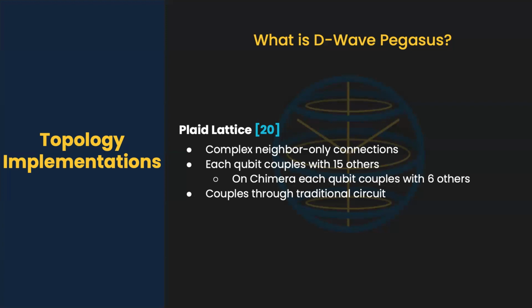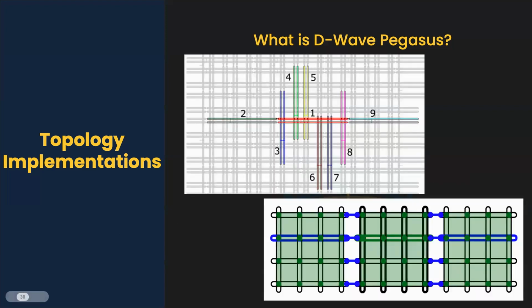They had an older version called Chimera, which is their last generation topology, where each qubit coupled with 6 others. And also the couplers are through traditional circuits, which, as you might remember from earlier, basically means it's simpler to build, which is probably why they have so many couplings. But they're stuck in only doing neighbor connections. But all of the companies are doing neighbor only, so maybe it's been working out pretty well for them.